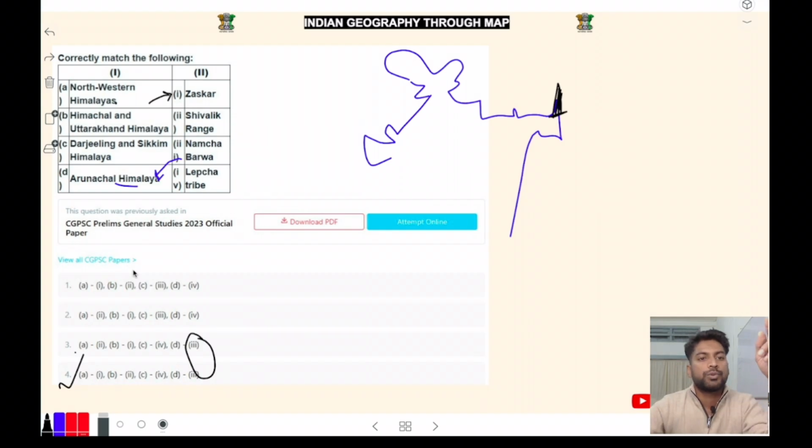Okay, 2 Shivalik range, B2. Lepcha tribe, Darjeeling and Sikkim, so C4 is correct. But B1, Shivalik range. Zaskar was there. Zaskar is not in Himachal or Uttarakhand. Okay, fine, Zaskar is in the northwestern Himalaya. Okay, next.